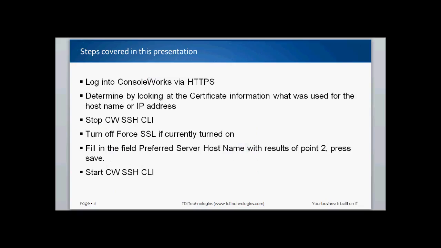The steps we're going to use will be to log into ConsoleWorks via HTTPS, determine what the host information is by looking at the cert itself so we can find the name or the IP address. We'll stop CW SSH. We'll turn off Force SSL if it's currently turned on. Fill in the preferred server host name that we talked about with the results of point 2. Be sure and save that. And then start CW SSH CLI.